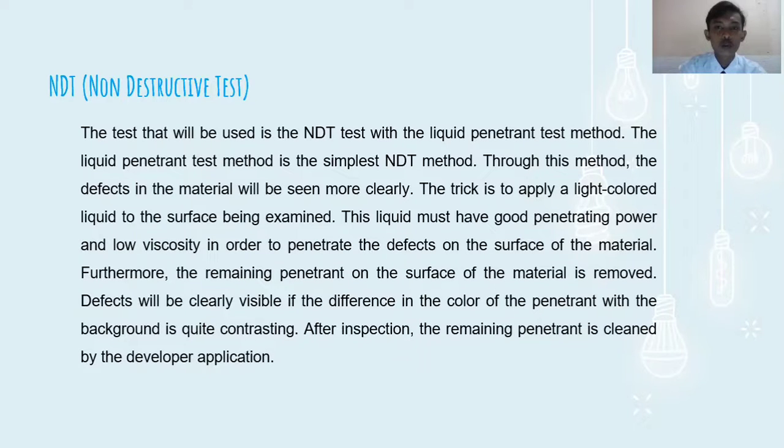The trick is to apply a liquid to the surface being examined. The liquid must have good penetrant power and low viscosity in order to penetrate the defect on the surface of the material. Furthermore, the remaining penetrant on the surface of the material is removed. Defects will be clearly visible if the color of the penetrant contrasts with the background. After inspection, the remaining penetrant is cleaned and the developer is applied.